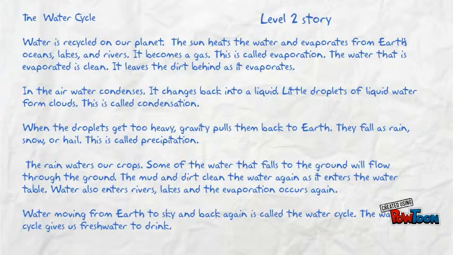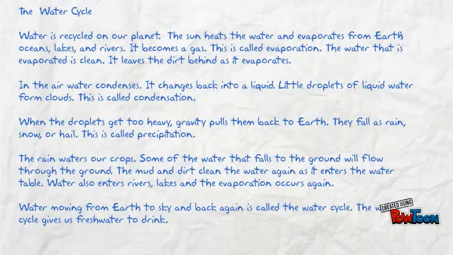The water cycle. Water is recycled on our planet. The sun heats the water and evaporates from Earth's oceans, lakes and rivers. It becomes a gas. This is called evaporation. The water that is evaporated is clean. It leaves the dirt behind as it evaporates.